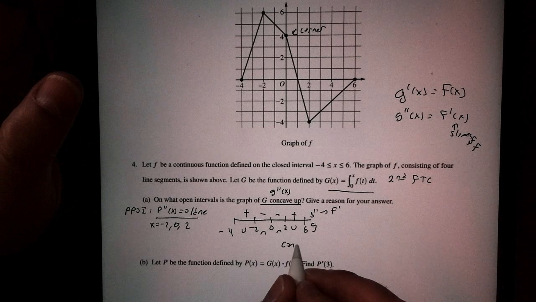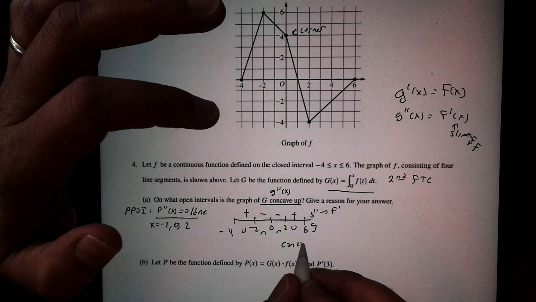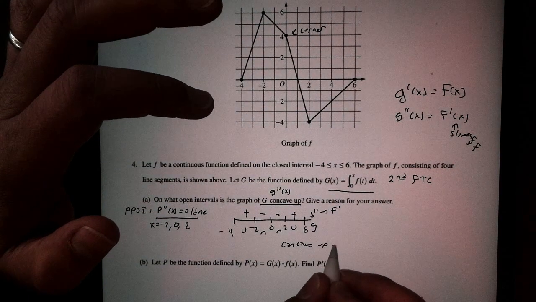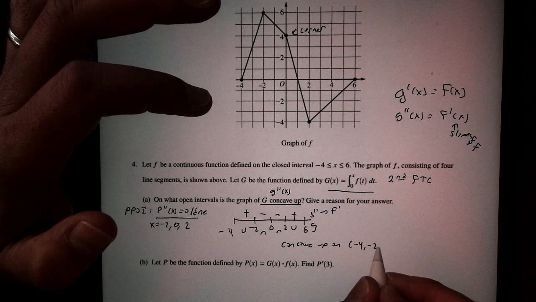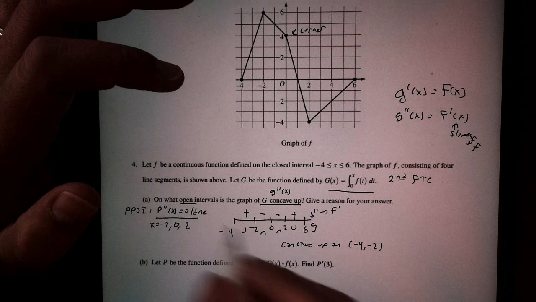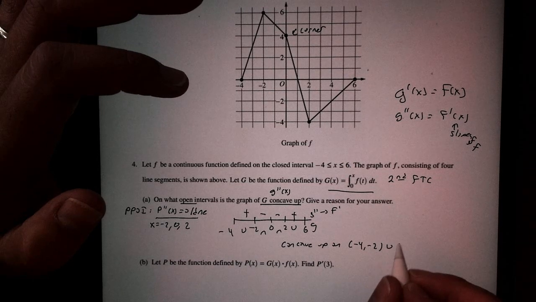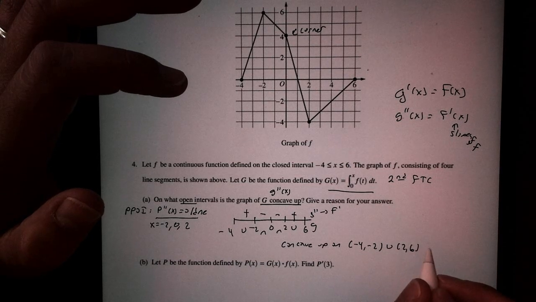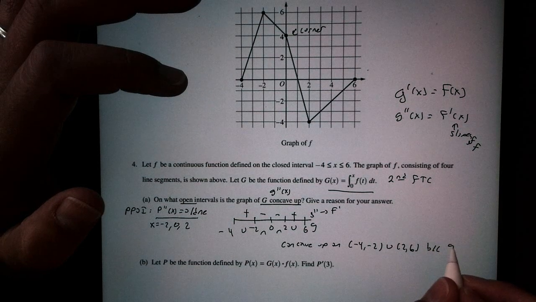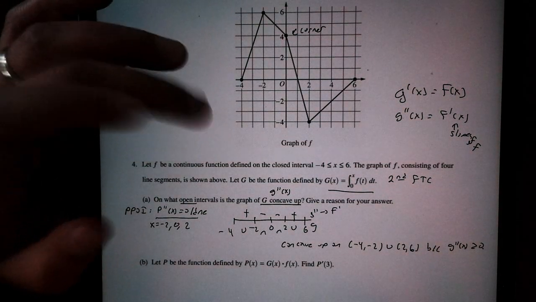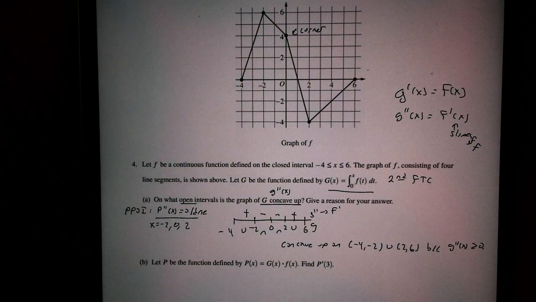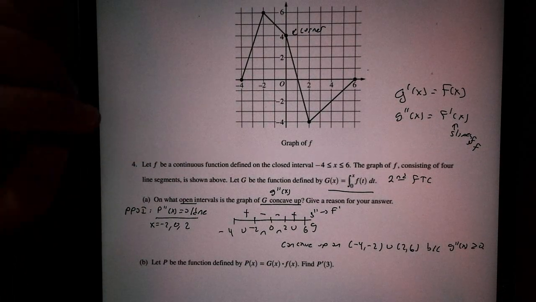So we are concave up on the following domains: -4 to -2, it does say open, so that's our parentheses, or from 2 to 6, and that is because our second derivative of g on those domains is greater than 0. Pretty quick and easy to do. Nice little way to get a sign chart in there.